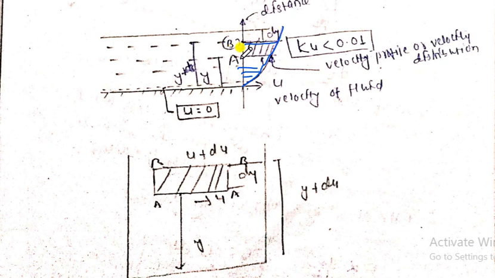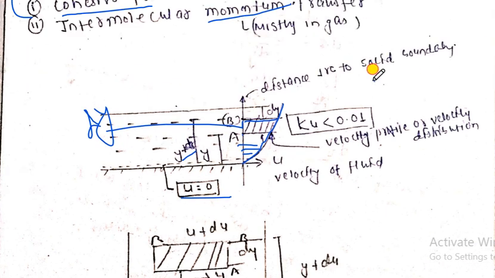Up to height A it is considered as Y, and up to height B I have considered Y plus dy, right? As the height of this one is nothing but the dy. So up to B it is Y plus dy. So similarly here, as you can see, the velocity at the boundary layer is 0, right? And here I have just drawn one vertical line perpendicular to the solid boundary, so that it can make it easy to understand.